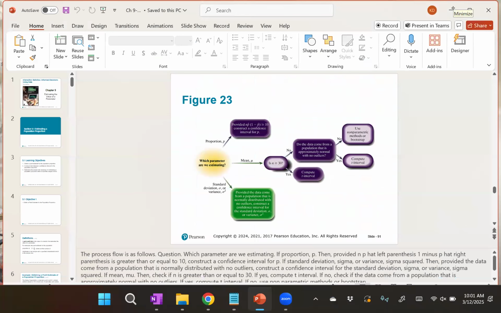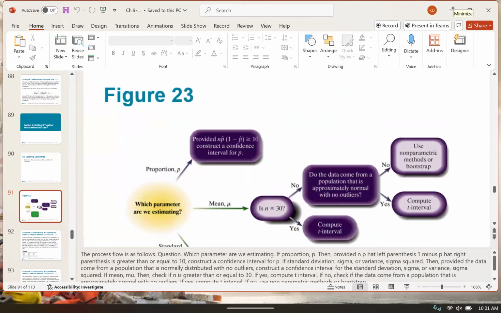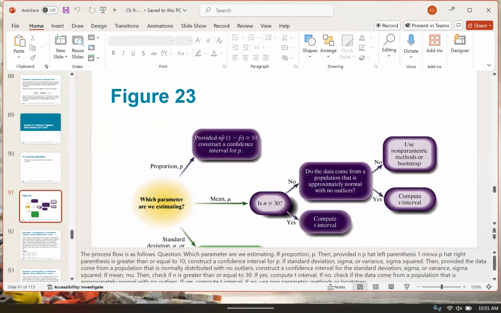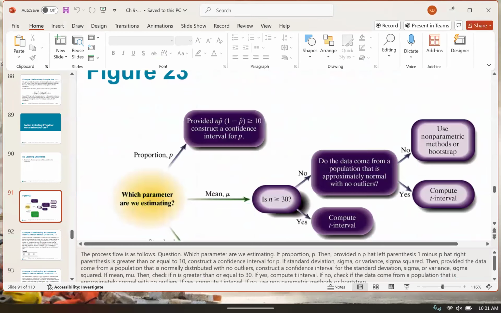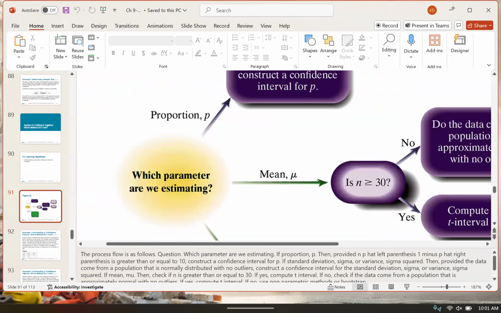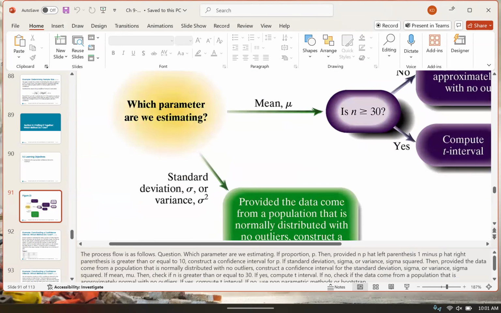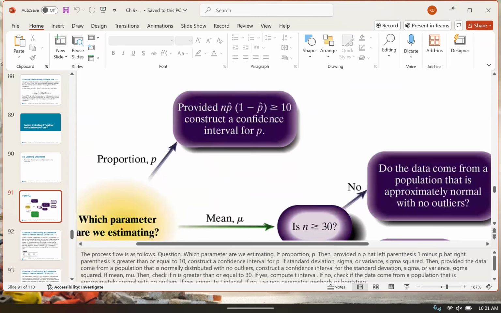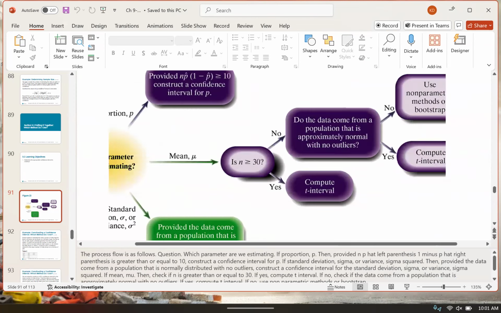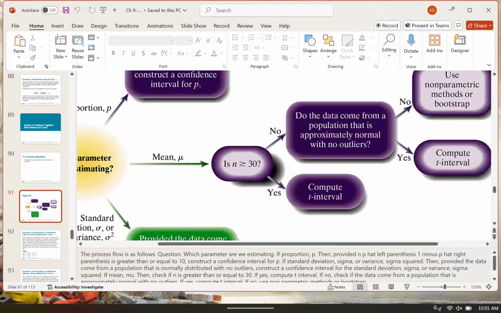If you go to the PowerPoints, can I just zoom this in? So if we have a z-test and a t-test, and you don't know which one to use, basically you come here and ask, what are we estimating? Are we estimating a proportion, a mean, or a standard deviation? For proportion, so our p-value, they're going to tell us how to do that. If it's a mean, we have a little more information. So you just follow the flow chart.